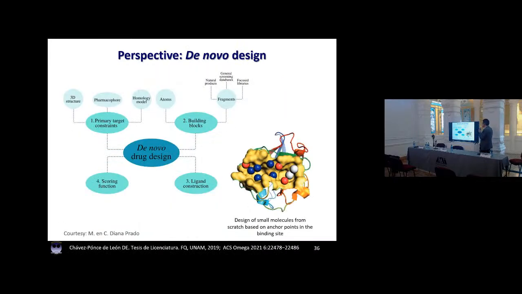So the second major perspective is de novo design. We know that de novo design is now being heavily explored in the community, but for some reason has not been explored for DNMTs. So we are, well, Diana Prado, it's her project. She's working on de novo design of DNMT inhibitors.